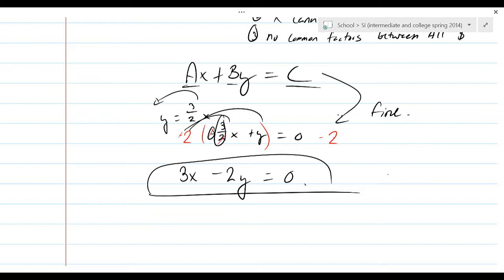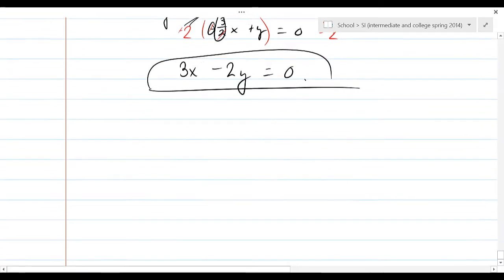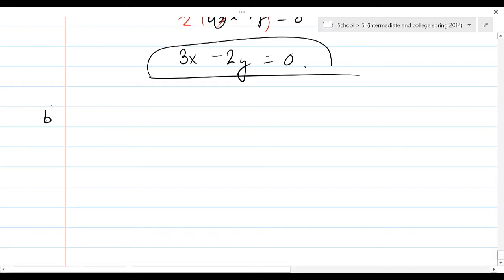Let's go ahead and do part B. That one's a little easier. There's a trick to it. They want us to write the equation of a line that satisfies the given conditions. So we're going through 3, 1, and it has an undefined slope.